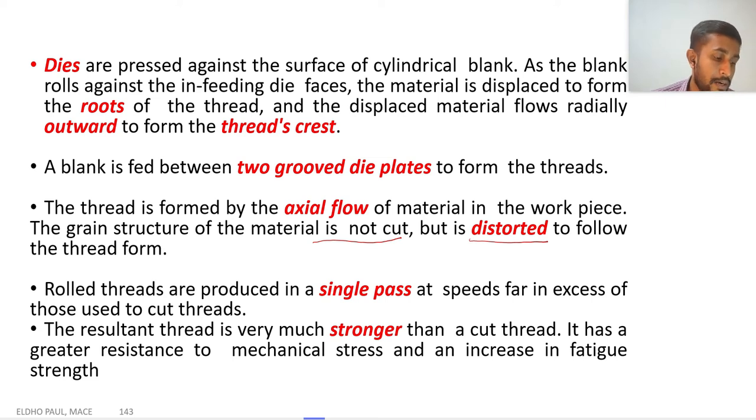And rolled threads can be produced in a single pass. Even with a single pass, we can make this rolled thread depending upon the speed, and the resultant thread is very much stronger because of the cold working. We use cold working, and the strain hardening or work hardening will increase the strength of the threaded fasteners. So this final output thread after cold rolling will have higher strength than that of the machined threads. That is the important advantage of the thread rolling process.